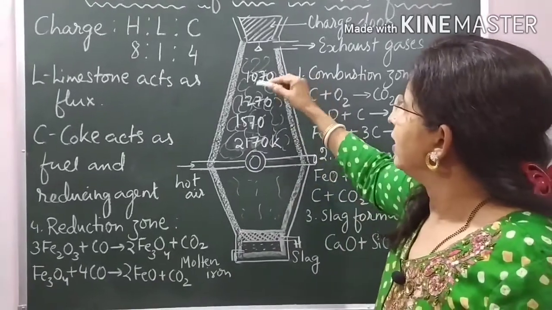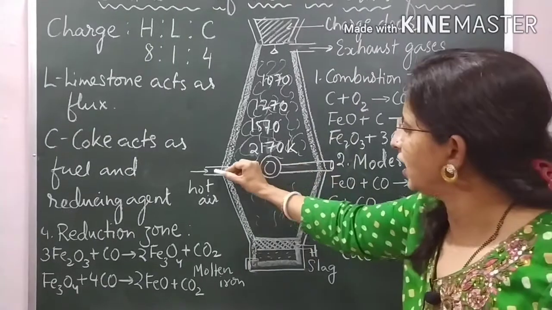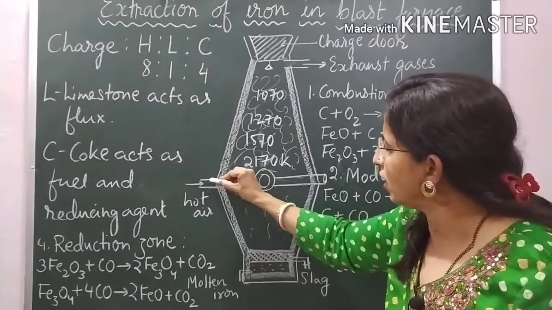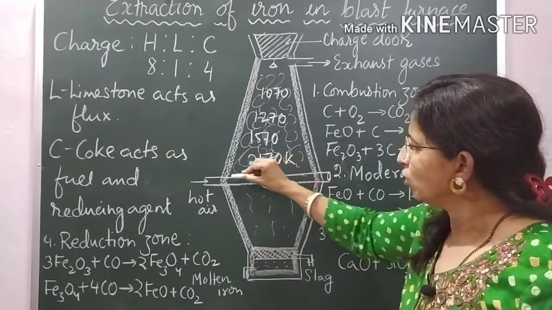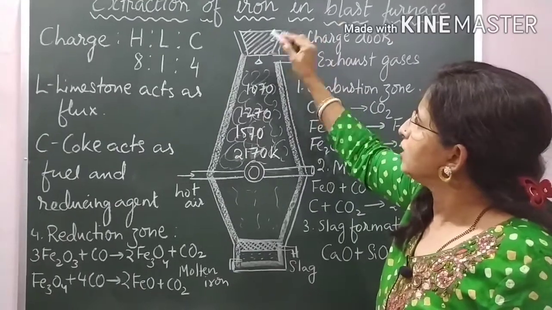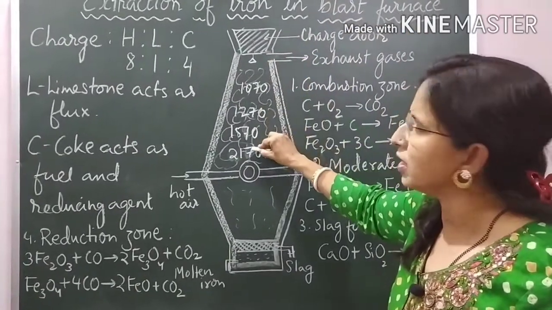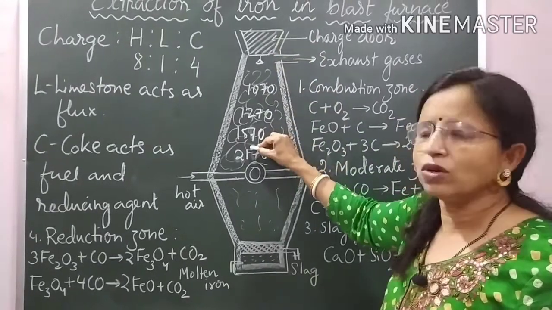Then this part is called as charge door and this part is called as tuyere. This is the broadest part of the furnace through which the hot air is blown. From the charge door, charge is introduced into the furnace.